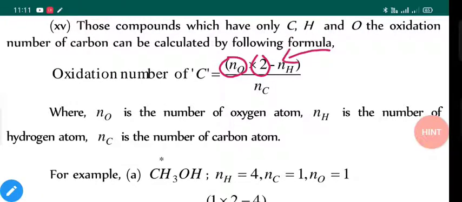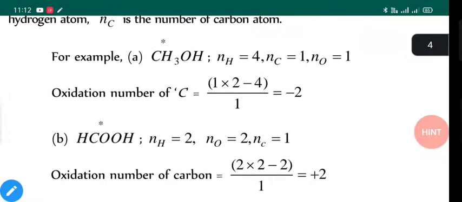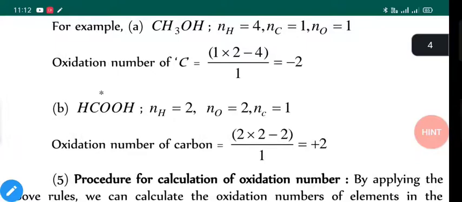Hydrogen carries a +1 charge, so the total number of hydrogens will be subtracted from it, and then the whole charge will be divided by the total number of carbons. So that's why we have to divide it by the number of carbons. So we have a few examples so we can understand it.